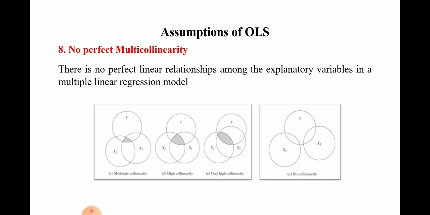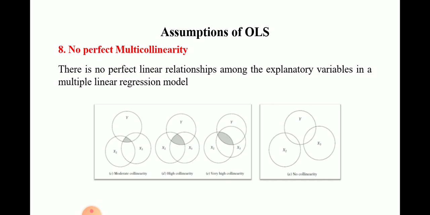Next one, the covariance between the error term and the explanatory variable or independent variable is equal to 0. Then n must be greater than the number of parameters to be estimated, and the last one is no perfect multicollinearity. Okay, so these are all the assumptions.